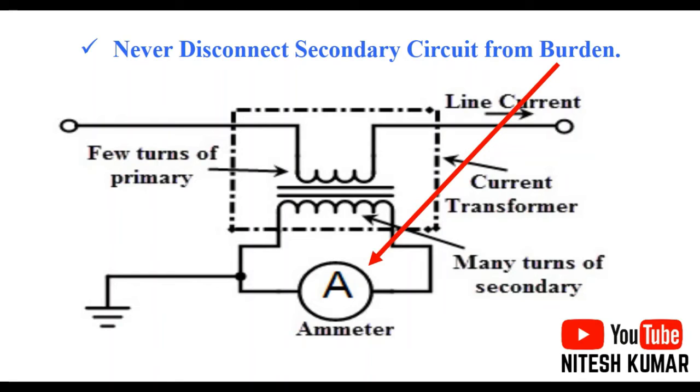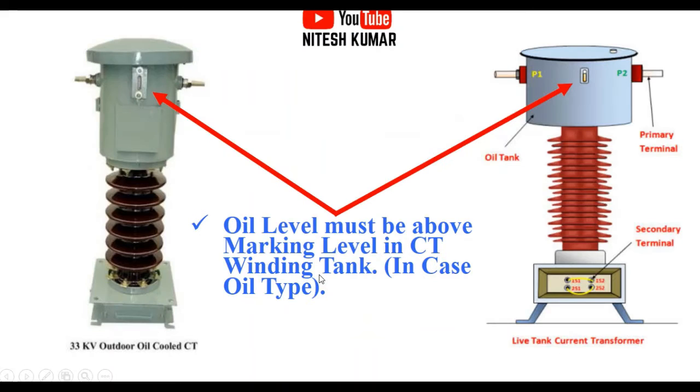So you don't have to disconnect this ammeter and relay from the secondary circuit, otherwise it will be in open condition. Next point, and very important, is the oil level must be above the marking level in the CT winding tank. Okay, in this picture, that red color arrow is shown here. This is the indicator of the oil level, here on this right side. So whenever you are on operation duties and you are going in the switchyard for inspection, then you have to check the checklist, where it is also mentioned what the oil level is in the current transformer.